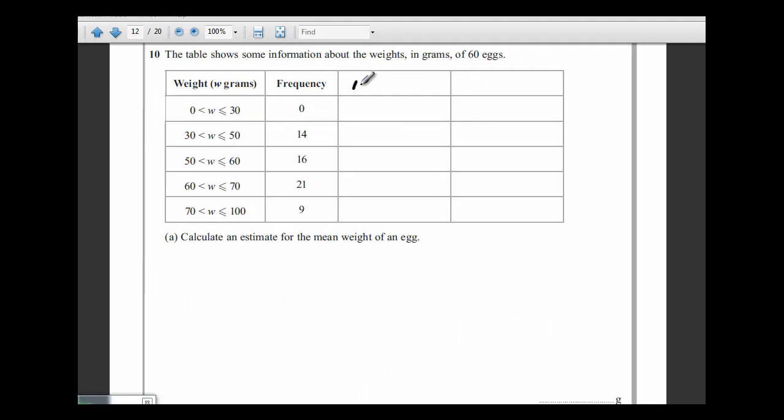Okay, now we're asked to estimate the mean weight of an egg from this grouped frequency table. What we need here is a column for the midpoint of the interval. So halfway between 0 and 30 is 15. Halfway between 30 and 50 is 40. Halfway between 50 and 60 is 55. Halfway between 60 and 70 is 65. And between 70 and 100 is 85.